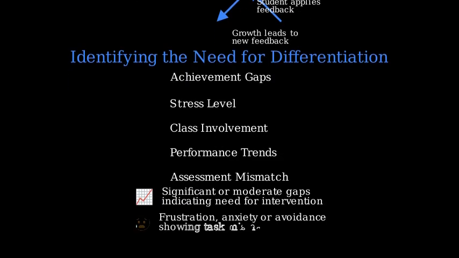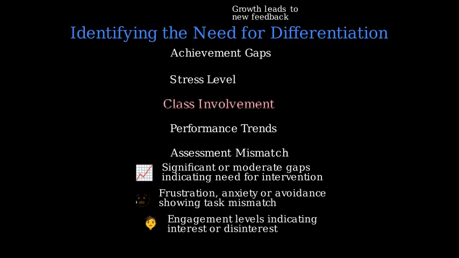Stress levels are also important to monitor. High levels of frustration, anxiety, or avoidance are strong indicators that tasks may be mismatched to students' readiness or learning profiles. Class involvement is another key indicator. A lack of engagement and motivation points to a need for differentiation based on interest or learning profile.